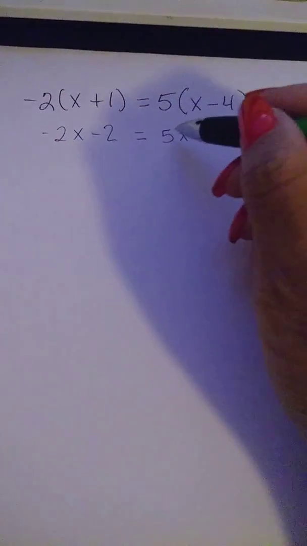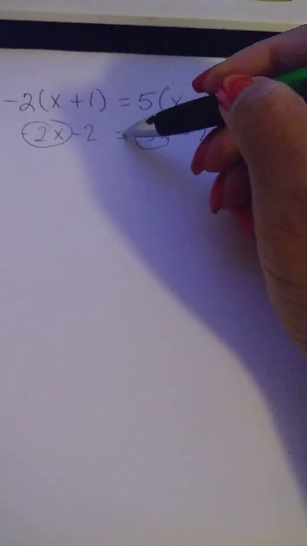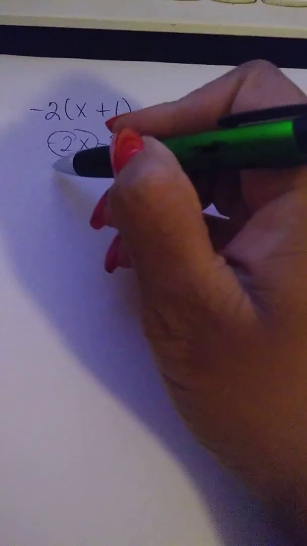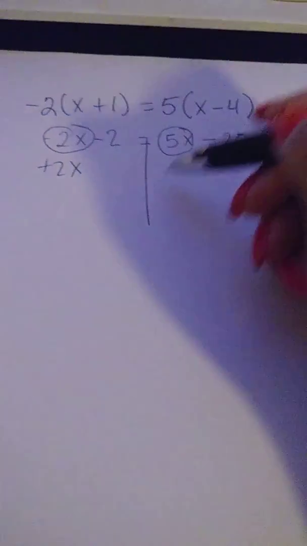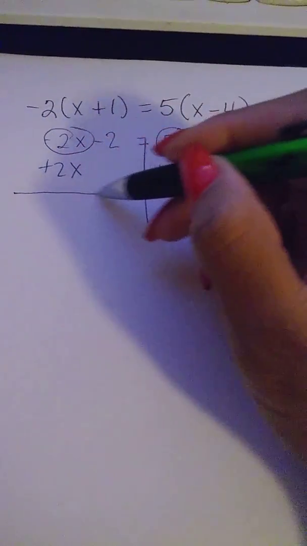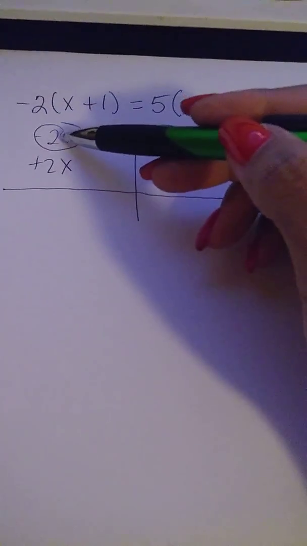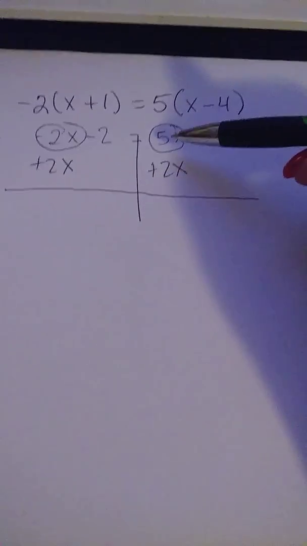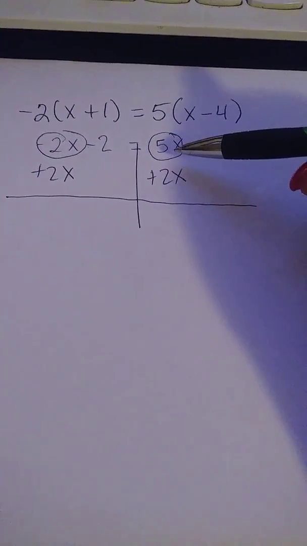Now we need to put our x terms on one side. I can add 2x, or I could move the 5x. So let's move the 2x first. And then in the next example, I'll do the same problem, but move the 5 so you can see that you get the same answer.